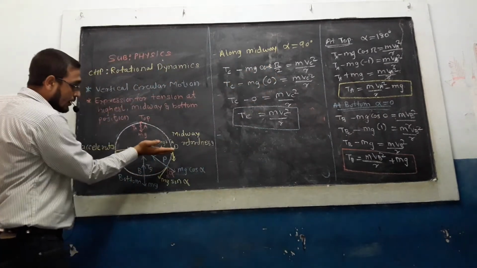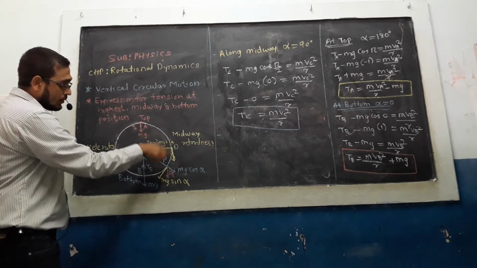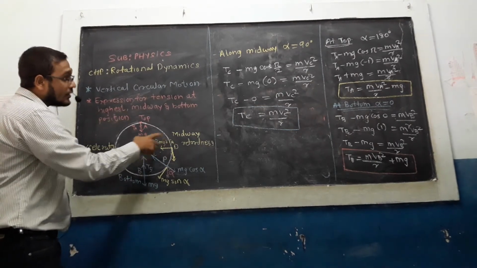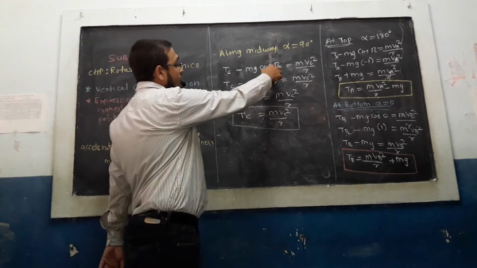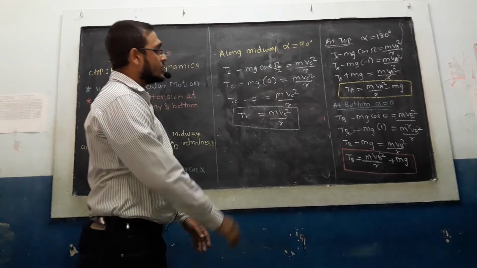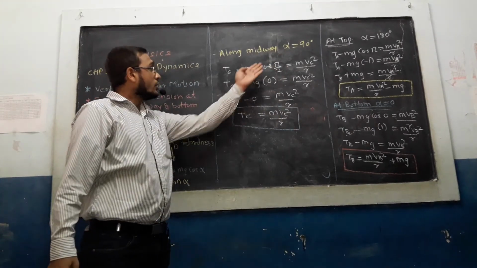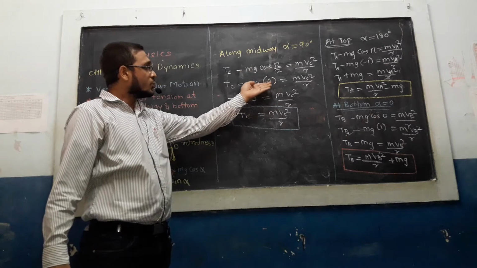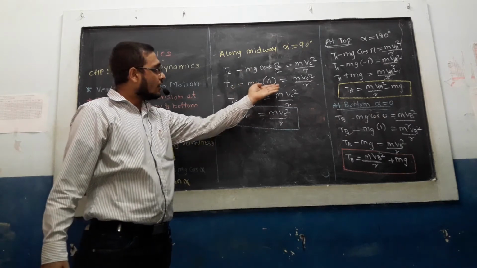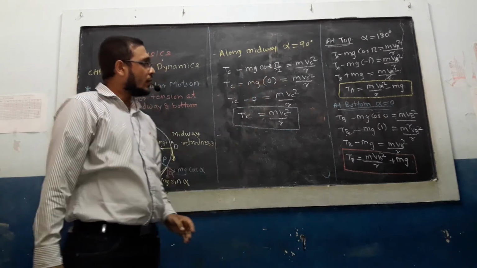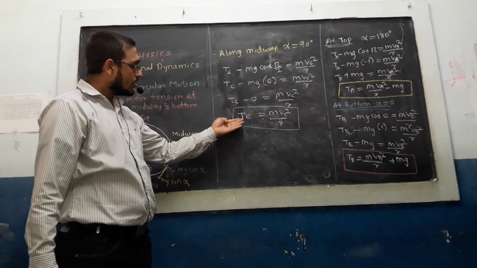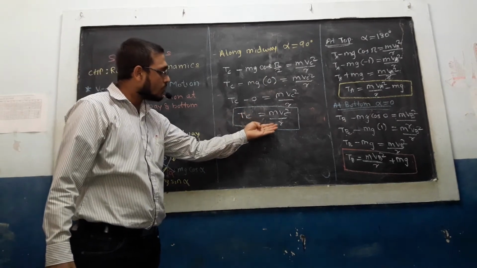Now what is the angle made by the particle here? It is nothing but 90 degree, that is pi by 2. So cos pi by 2 is equal to m vc square upon r. What is the value of cos pi by 2? It is 0. Just put here, we get Tc minus mg into 0 is equal to m vc square by r. Therefore we get Tc equal to m vc square upon r.